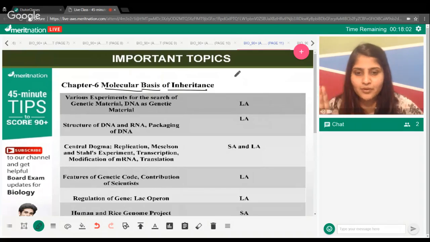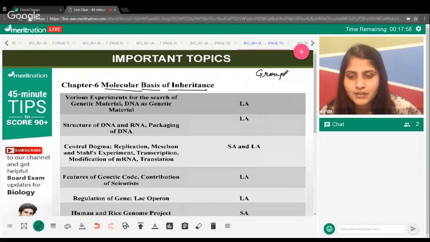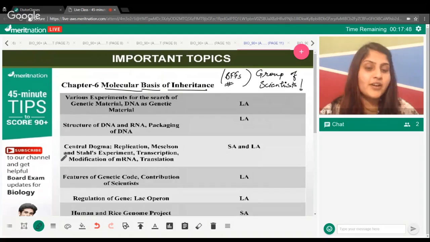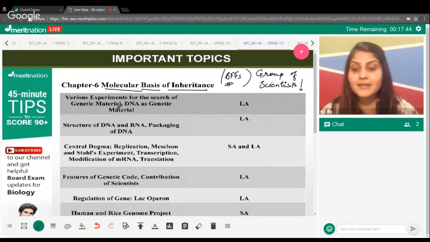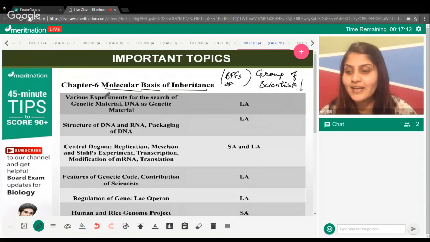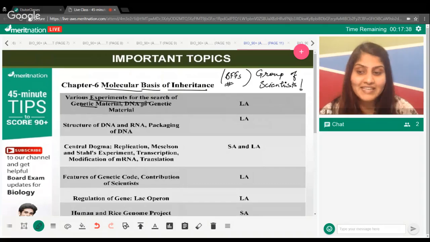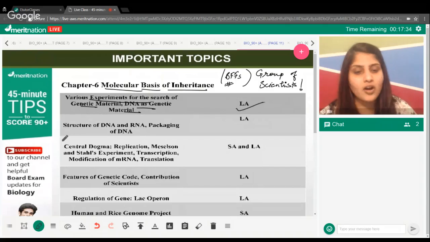I mean, this particular chapter is a whole group of scientists. You need to know them. I mean, these are your BFFs. Hashtag marks for life. So do not leave these people. You need to understand the experiments that included various experiments for the search of genetic material. DNA as a genetic material, it was proved in which experiment? Prepare that for long answer.